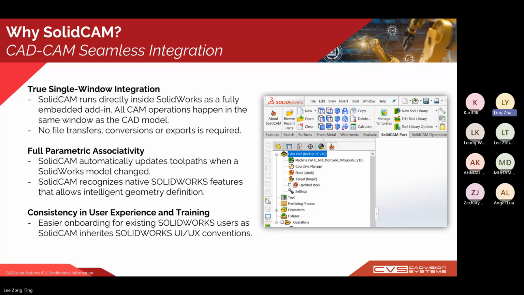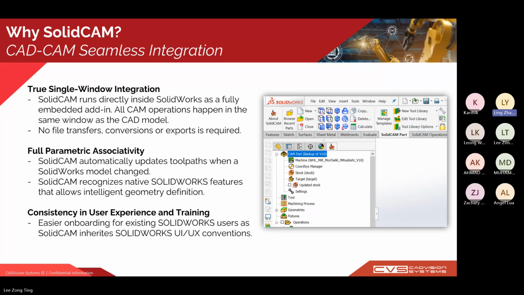Next, it's all about full parametric associativity. When a designer makes changes to a SolidWorks part, this could be a hole size, this could be a geometry, this could be a feature, SolidCAM will automatically update the machining operations and rebuild the machining toolpath for you. CAM operations are tied to the SolidWorks feature tree, not just the geometry itself. So this is deeper than just simple geometry relinking.